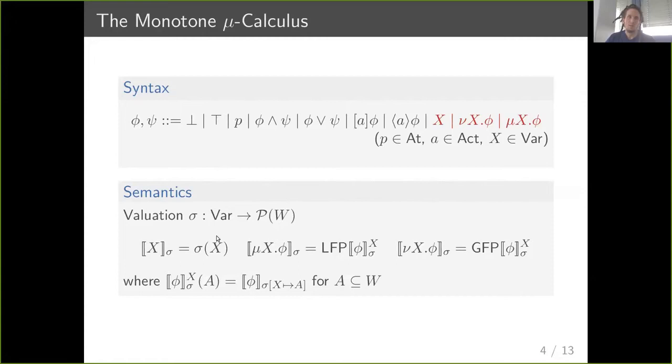Then the extension of formulae is now depending on an evaluation sigma, which maps fixed point variables to sets of states. And the extension of a fixed point variable is then obtained just by looking up the evaluation of x. And for this mu x, we take the least fixed point of the argument formula phi interpreted as a function. And dually for this nu x, we take the greatest fixed point of the argument formula phi interpreted as a function.